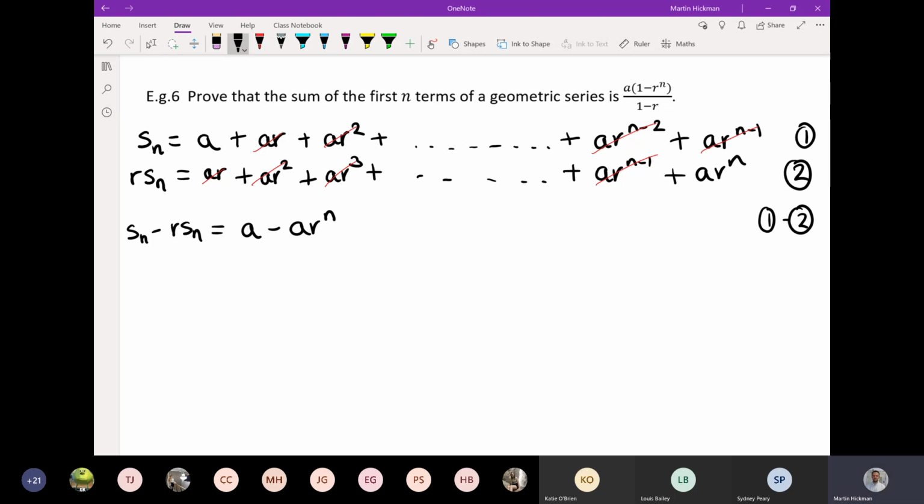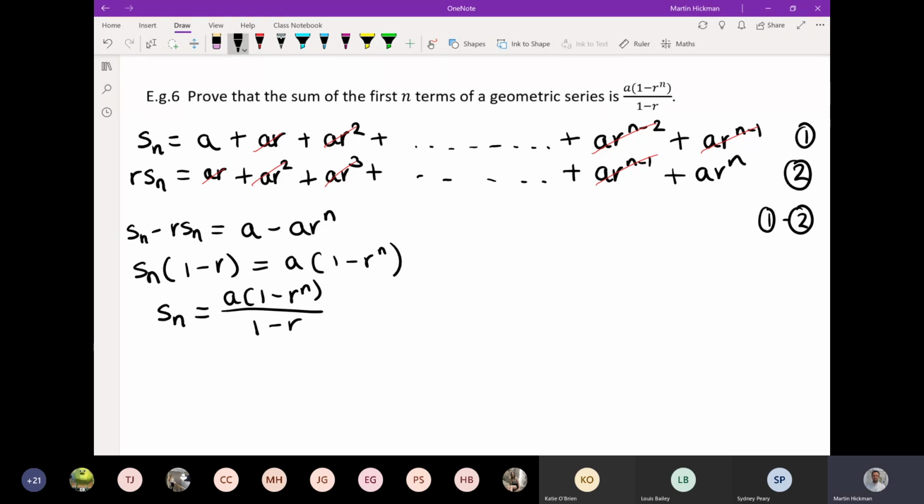Now I can do a little bit of factorising. I can factorise out the Sn, so on the left-hand side that leaves me with 1 minus r. On the right-hand side, you just get 1 minus r to the power of n. Then I'm going to divide both sides by 1 minus r, and we get the following. Note that I could have also done equation 2 take away equation 1, and then at the end multiplied both top and bottom by -1.